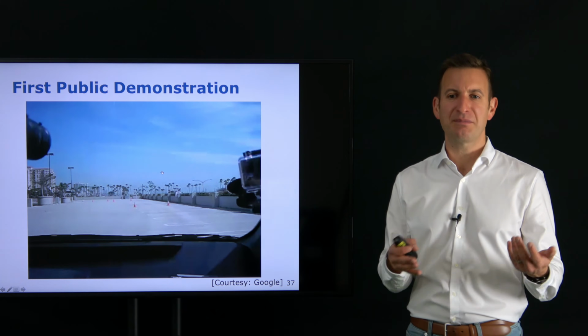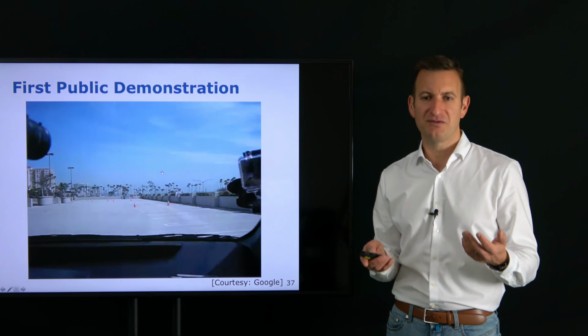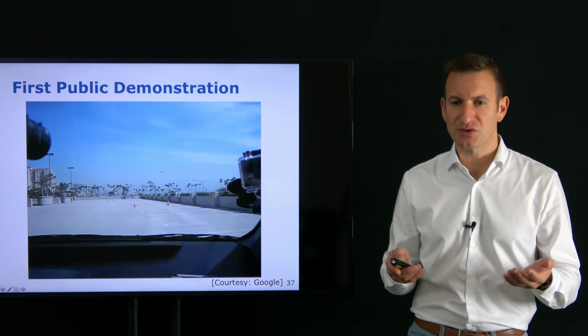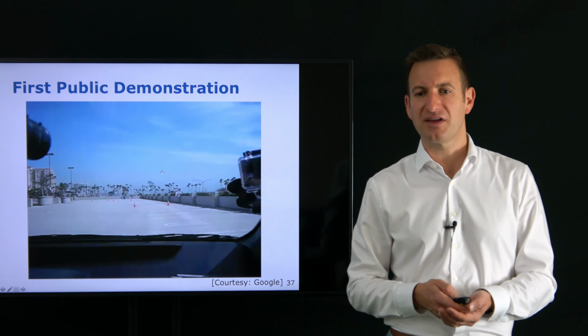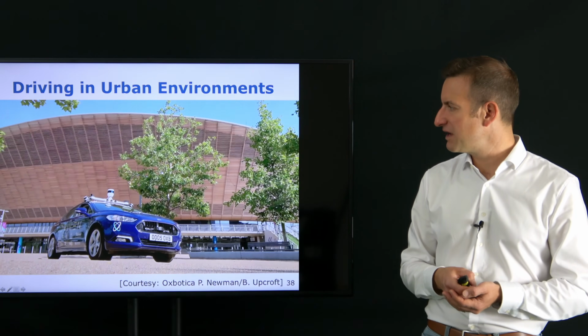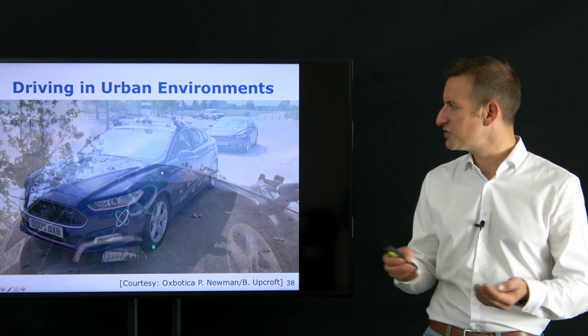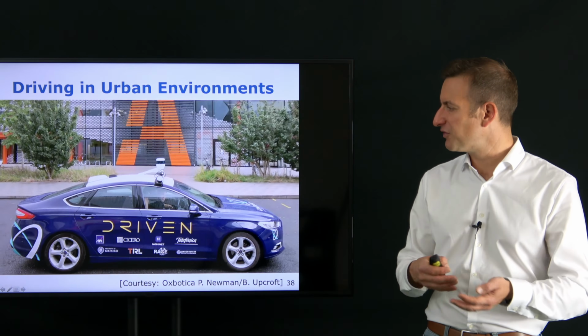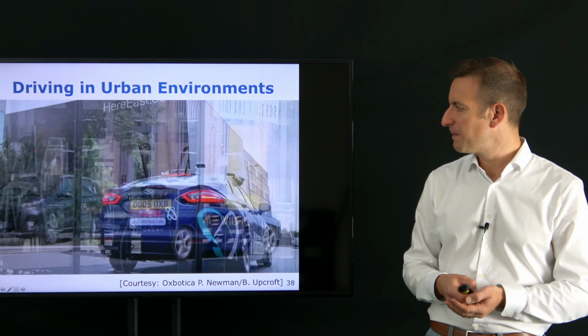There are other companies out there who build autonomous vehicles driving on public roads. And I brought you another example, in this case from Oxbotica, showing how those vehicles navigate through the environment, just showing this video, giving examples of how this navigation looks.